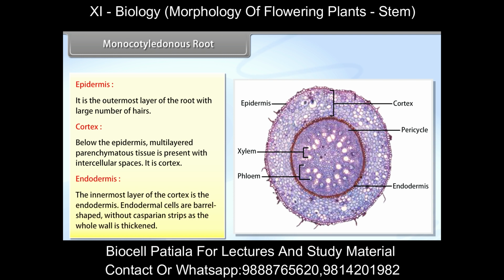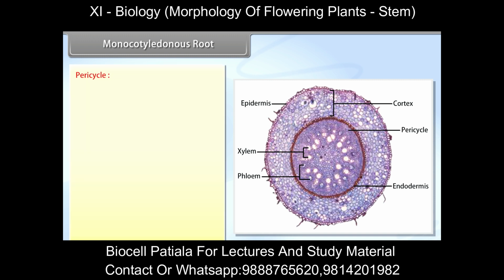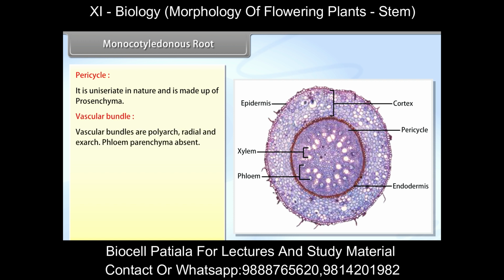Endodermis. The innermost layer of the cortex is the endodermis. Endodermal cells are barrel-shaped without Casparian strips as the whole wall is thickened. Pericycle. It is uniseriate in nature and is made up of prosenchyma. Vascular bundle. Vascular bundles are polyarch, radial and exarch. Phloem parenchyma absent.